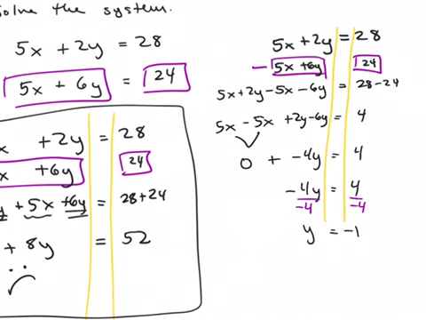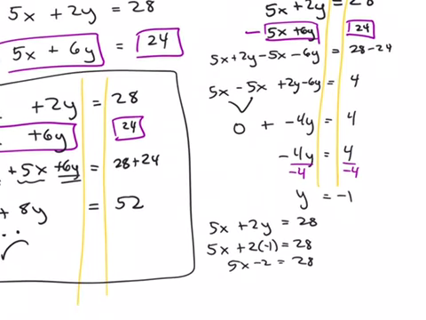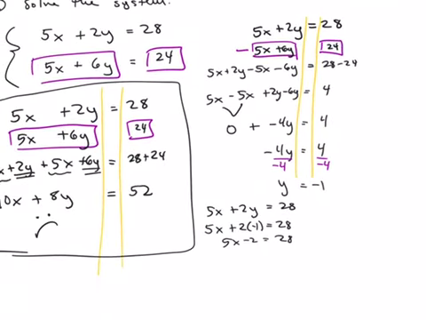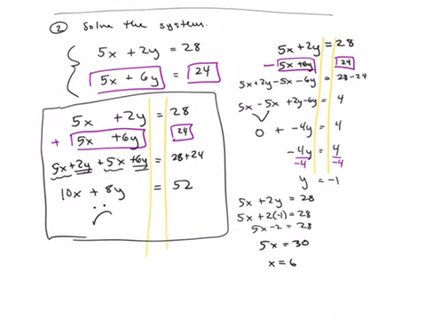Now that I've solved for y, I take either of my original equations, like 5x plus 2y equals 28. I substitute in the y solution that I found. And in this way, I can solve for x. And so, I believe I have found my solution. x equals 6. y equals negative 1.